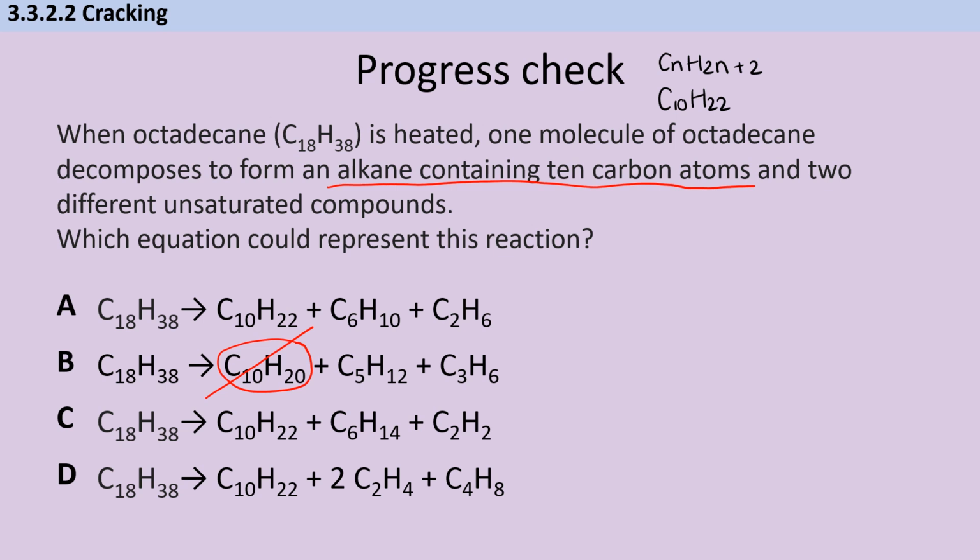Next, it says that I'm also expecting 2 different unsaturated products. So if I look at my remaining equations, if I have some saturated products in there, that's no good. So I'm expecting unsaturated products to probably be CnH2n, but they could also be less than that. So you could, for instance, have CnHn. So straight away I can see that both answers A and answer C have got an extra saturated product in there. I don't have 2 unsaturated products. So that means that my correct answer must be answer D.